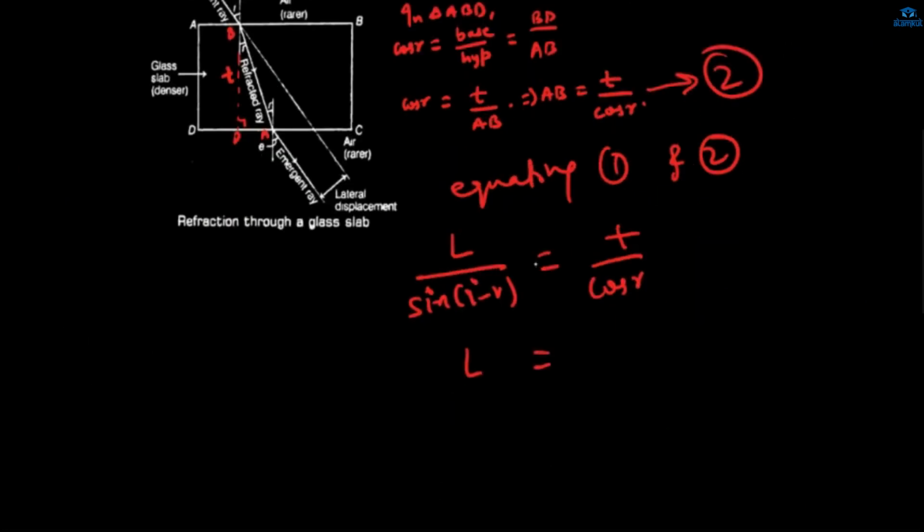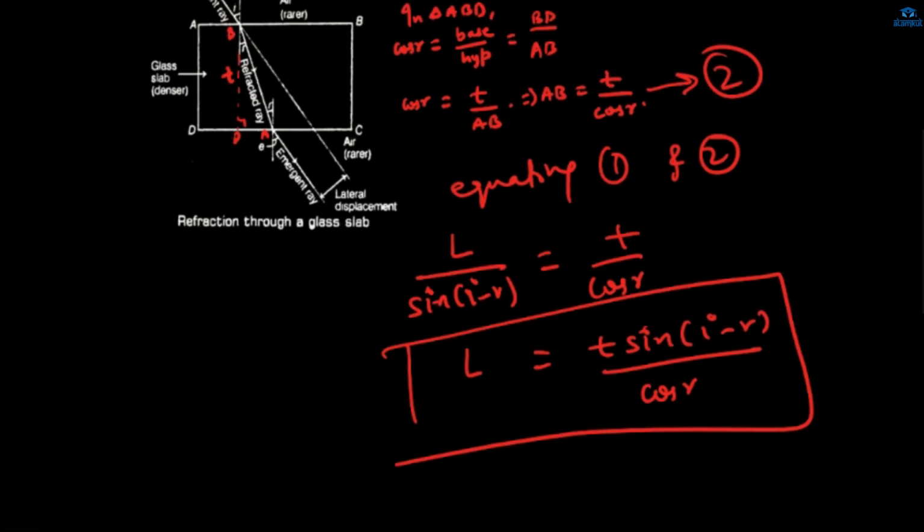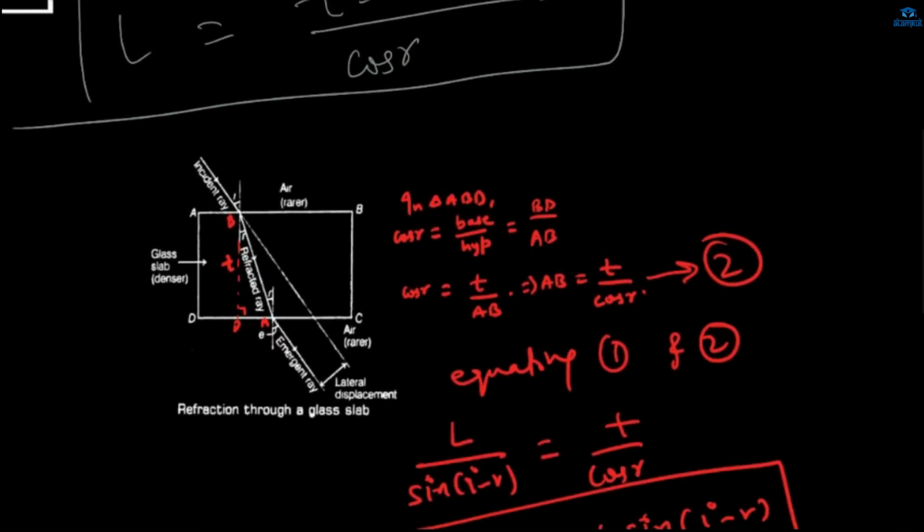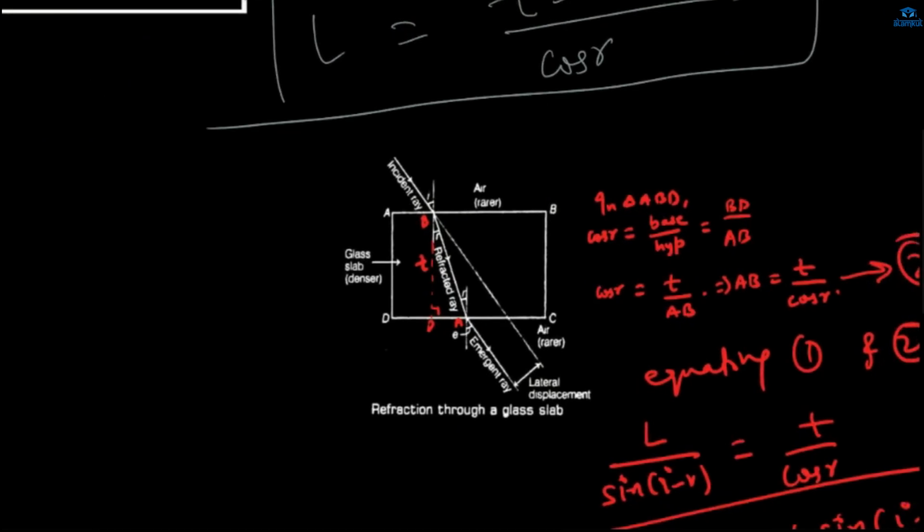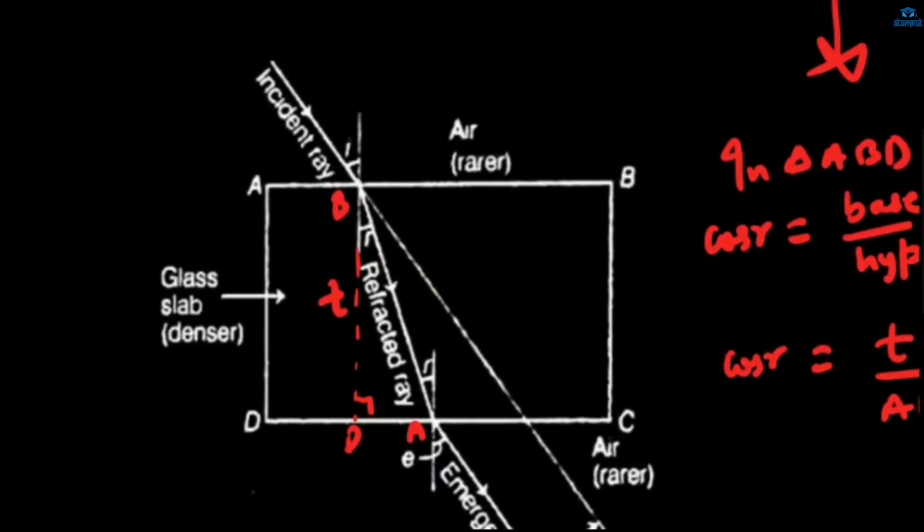So we will get L equals T sine I minus R upon cos R. This is what we want to have: the lateral displacement. Have you got this point? Let us write for sine I minus R also very clearly, just as we have written for ABD for cos R. Are you getting it, Safia? Yes, ma'am. So this will be our I minus R.